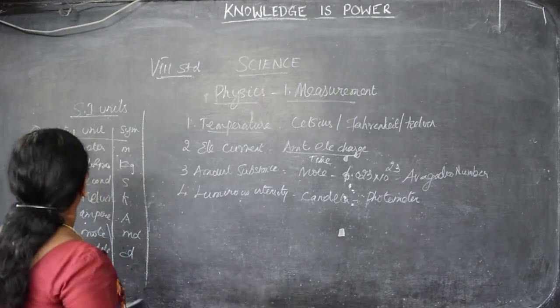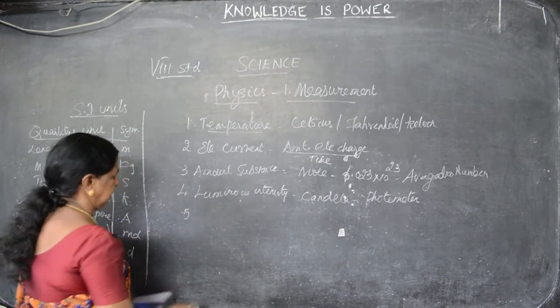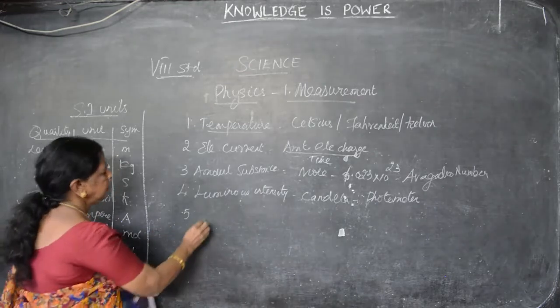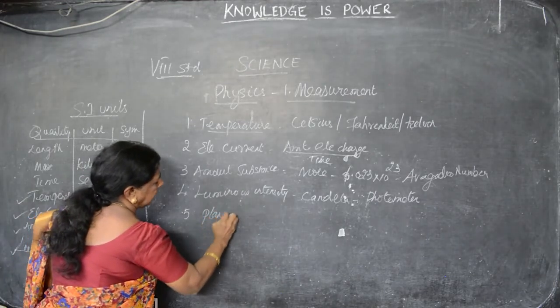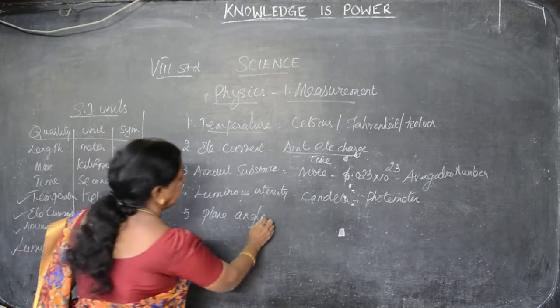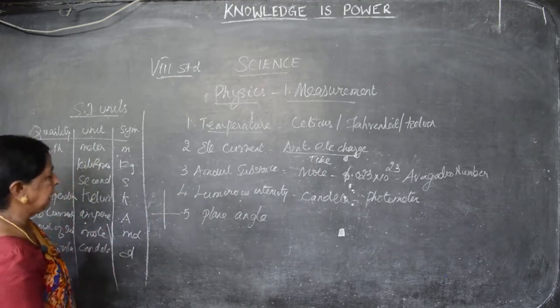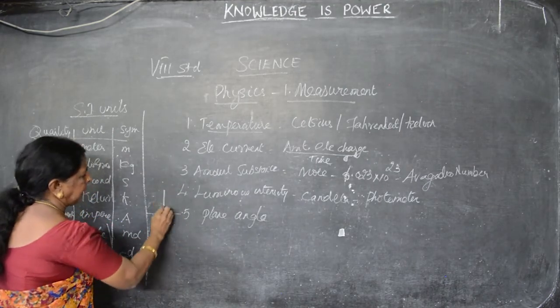Next one, we have to see length, mass, time, and all you know well. Next one is plane angle. You would have studied plane angle in maths: how we can make an angle by intersecting two lines. For example, this is one line, this is one line. Both the lines are intersecting. They form the angle. This is the angle.